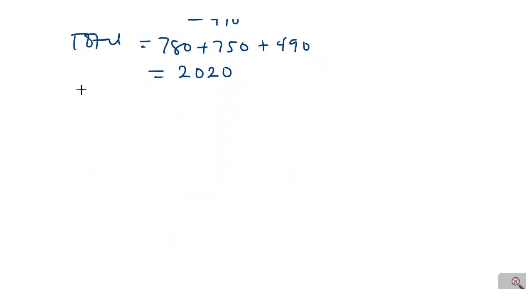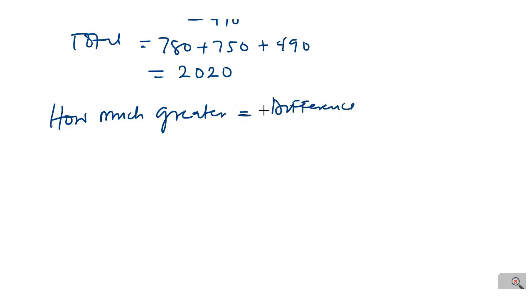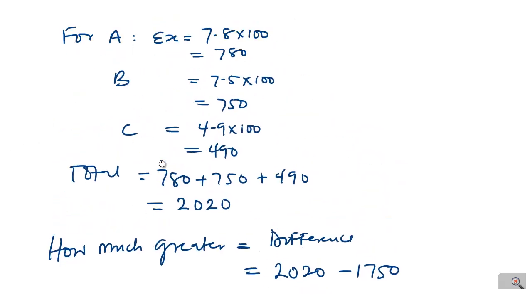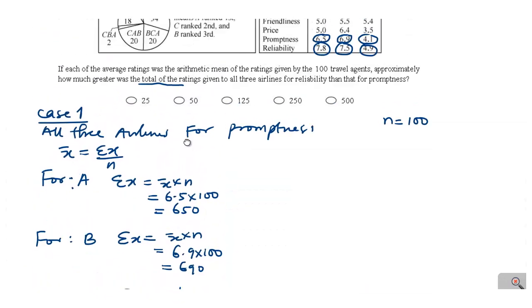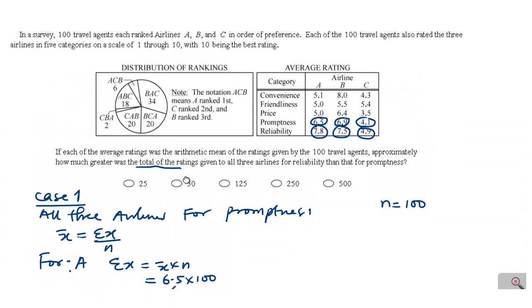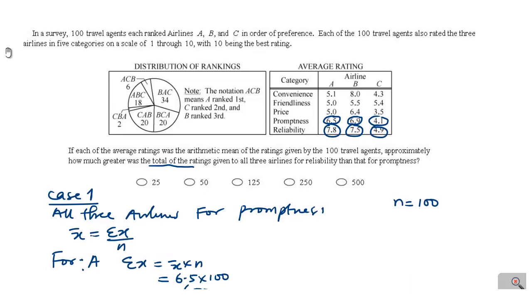So in that case, the difference, how much greater, which is the difference in reliability and promptness, will now be equal to what? 2020 minus 1750, and that will give us 270. So 270 obviously is not in the answer options. So the nearest answer to 270 is what? 250. So the correct answer to this question is 250. So these are some of the logic that the GRE aims to test.